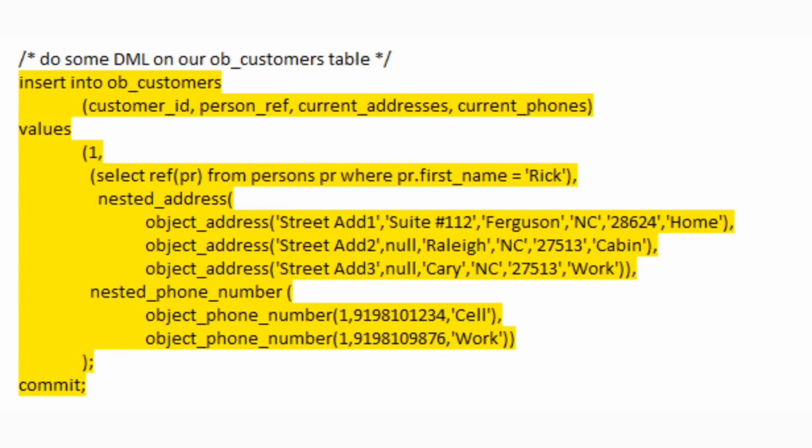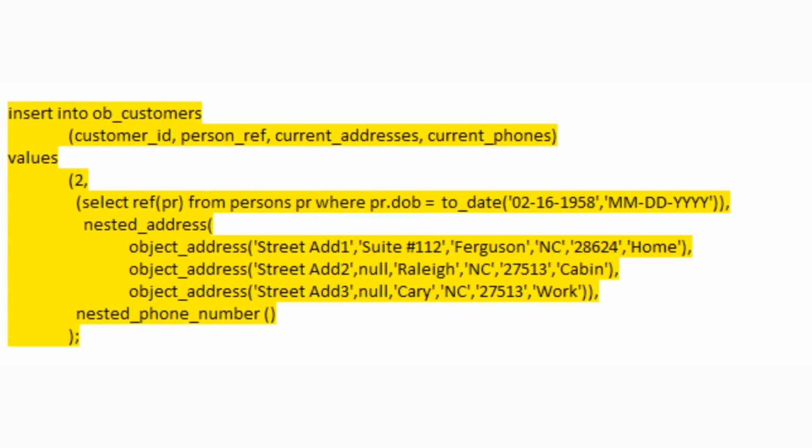Now we do the same game for phone numbers. Current phone number field made up of nested phone number type, which in turn is made up of the object phone number type. Just a thing to remember here on the syntax is get those constructors right and in the correct place. All right, let's compare that syntax to our next insert where our current phones field is being set to null. Yeah, okay, I can see that.